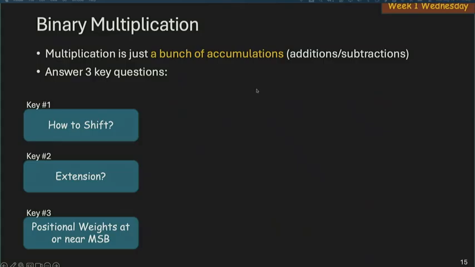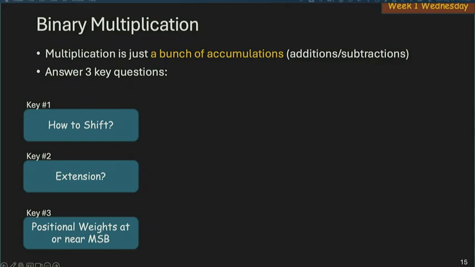When it comes to multiplication algorithm, we are always answering 3 questions. Number 1, how to shift. Number 2, how to extend. Number 3, how to handle the positional weight at the most significant bit. In unsigned, these 3 questions are trivial. We shift by 0, we extend by 0. All of the positional weights are positive, so we just do a bunch of addition to get the multiplication result.